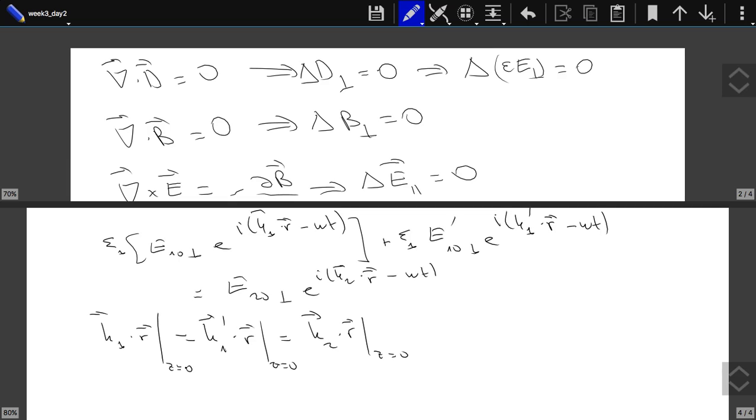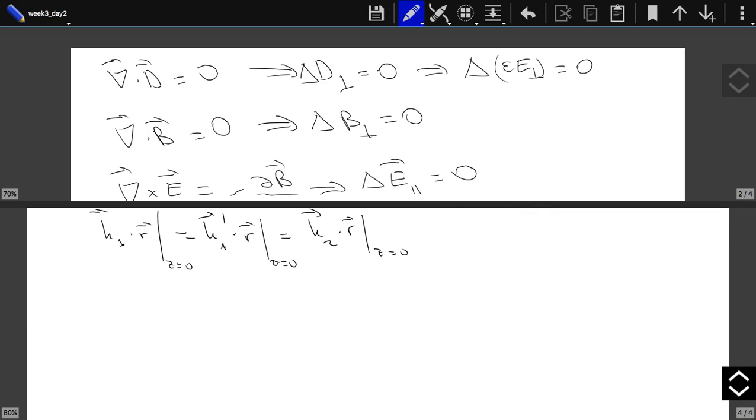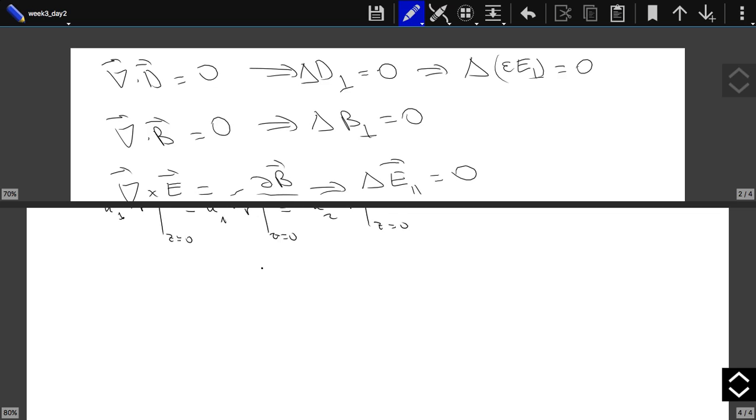You see, in the previous case, when we had normal incidence, at z equal to 0, this was 0. So no problem. So let's see. Let me just take some origin somewhere.